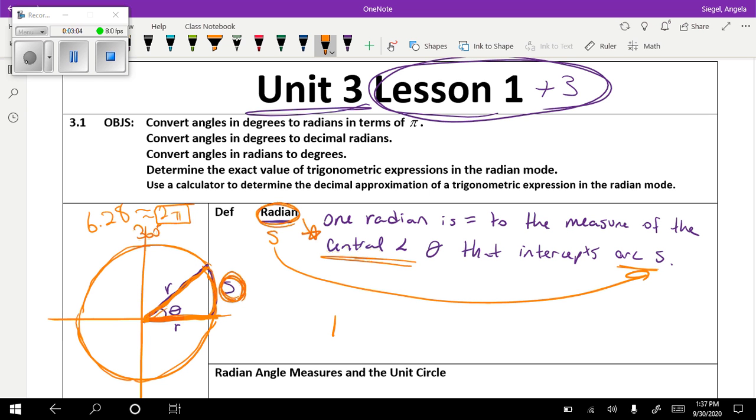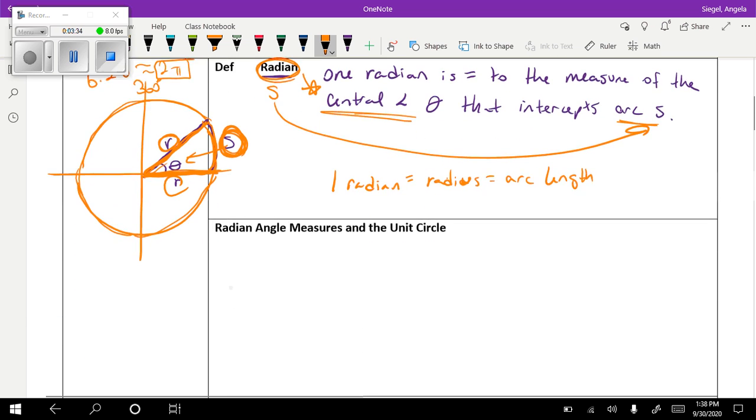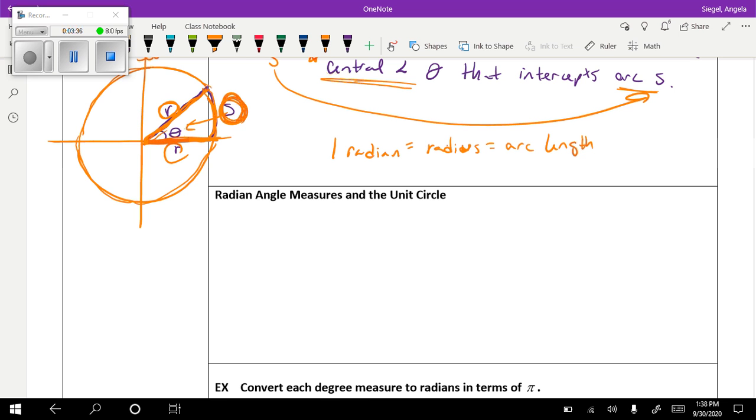And I just want to say the conversion. We have 1 radian is equal to the radius, which is equal to the arc. So this is your arc length. It's equal to 1 radian, I'm sorry, which is equal to the radius. So all of those are equivalent. Okay, so let's jump into this. I think it'll make more sense.